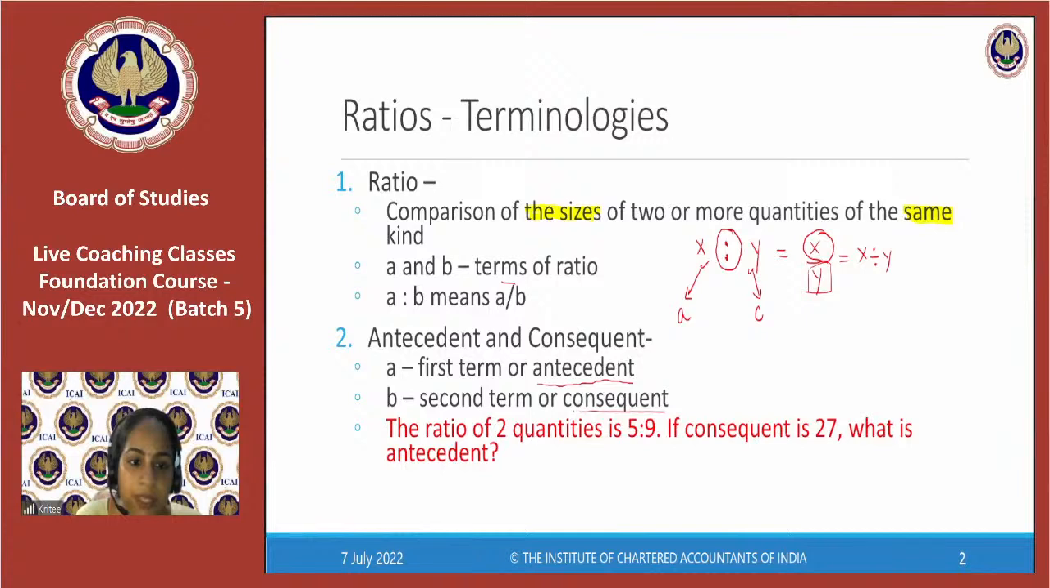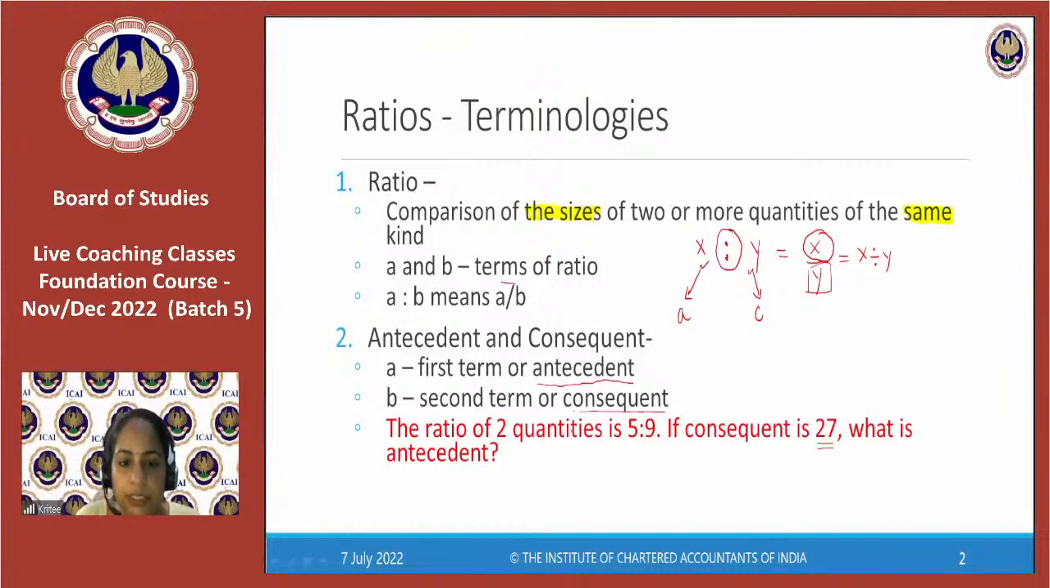Don't worry. The ratio of two quantities is 5:9. Let us understand the meaning of antecedent and consequent here and the significance of ratio, a bit of it. Say, let us suppose the age. If my age is 27, then the consequent basically is 27.